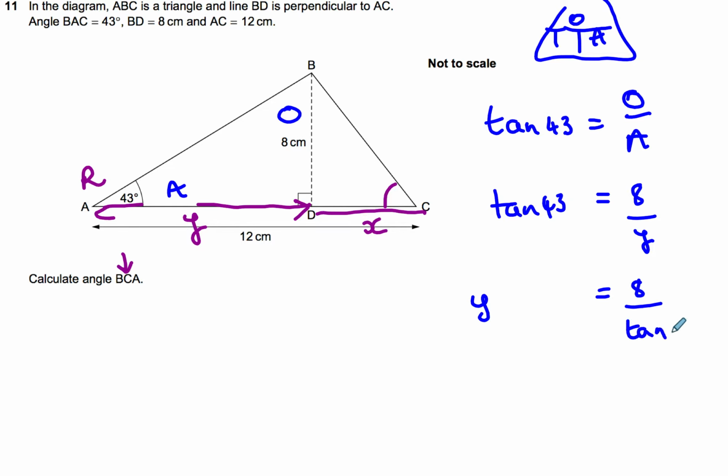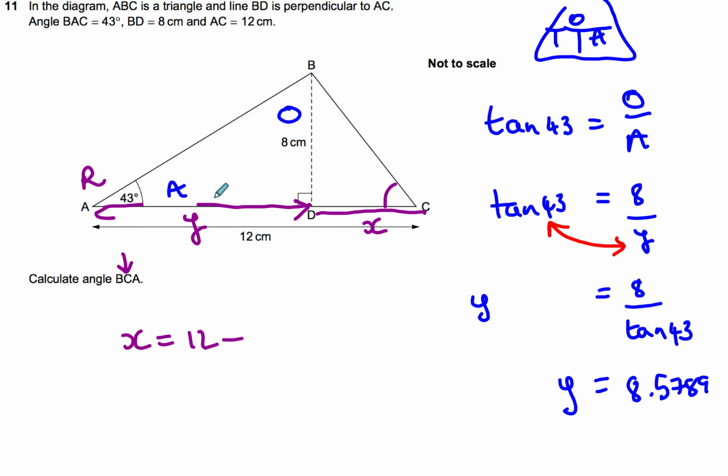And therefore working that out in the calculator, I get y is equal to, let's figure what that is, 8 divided by tan 43 equals a value of 8.5789. Okay, so that's my y value. I therefore will find out my x value through doing 12, which is the entire length of the line, take away y, which we've just calculated to be 8.5789. So x is a value.